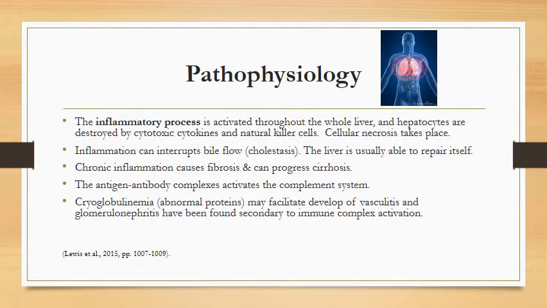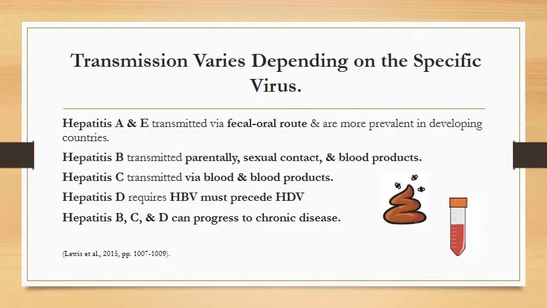According to Lewis, Dirksen, Heitkemper, and Bucher, the pathophysiological cause of acute hepatitis is damage to the liver. This damage results from lysis of hepatic liver cells initiated by cytotoxic cytokines and natural killer cells. The hepatocytes have the ability to regenerate and repair themselves. Without any other problems, those liver cells can be restored to their proper function and appearance. In chronic hepatitis, inflammation results from long-term infection and can cause the hepatocytes to become fibrotic, leading to cirrhosis.